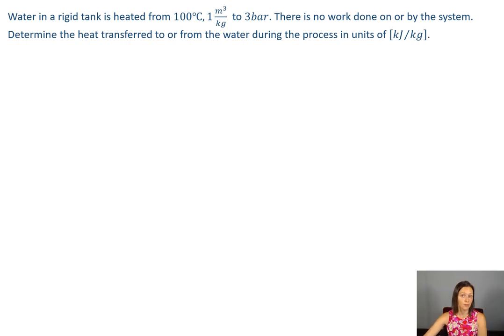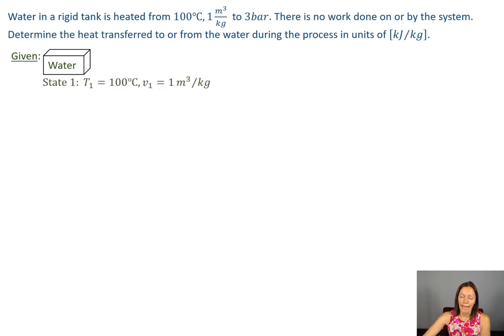So I'm going to write my given, find, assumption, solution. Here's my given. I've got water in a rigid tank. I don't really know what that rigid tank looks like, but I'm going to just draw it as a box for simplicity now. And anytime you've got a process, go ahead and when you write your given, write it just like this. It makes your life a lot easier.